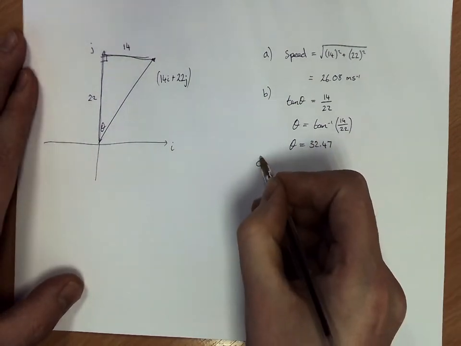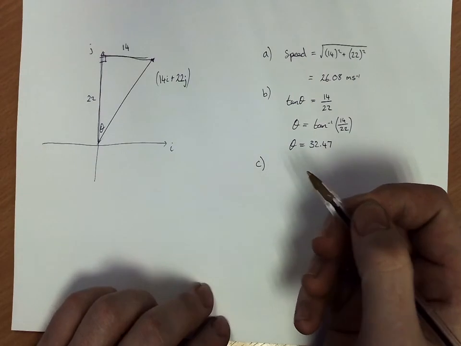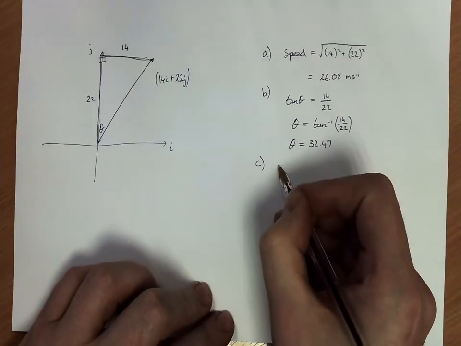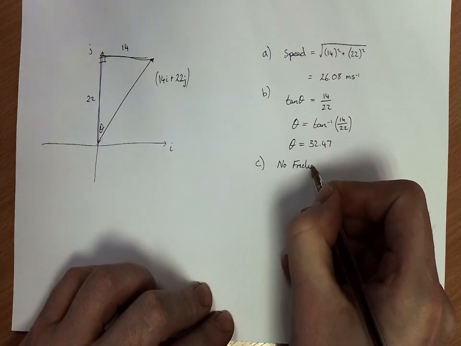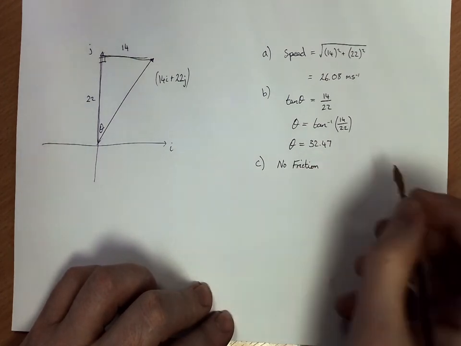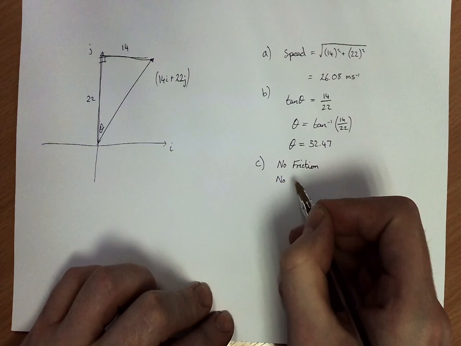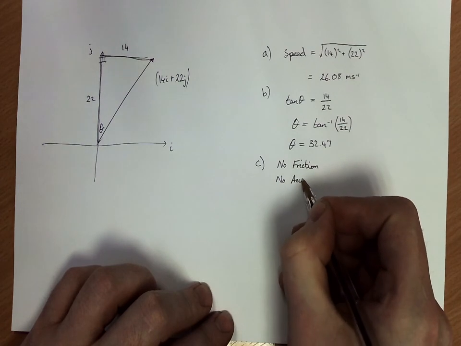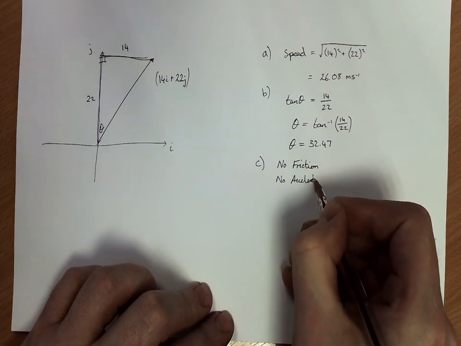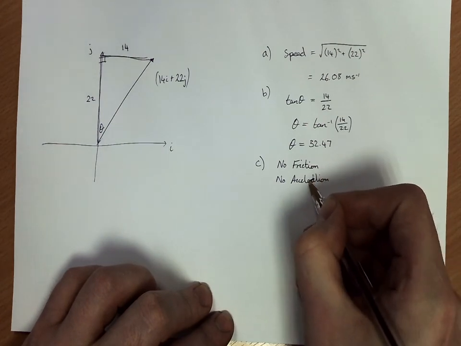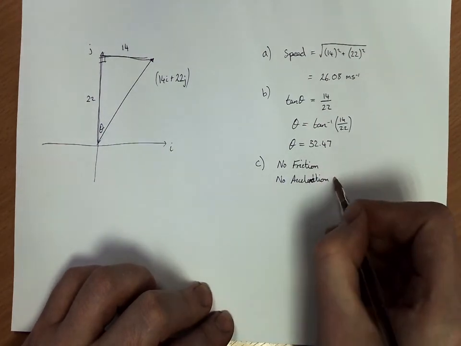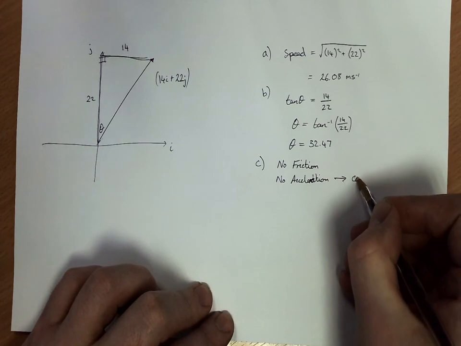In part C, I was asked to explain how I've used the fact that the ice is smooth. Quite simply, this means no friction. I'm also going to discuss the implications of having no friction, which means there will be no acceleration, I will spell that correctly, which leads to the idea of constant velocity.